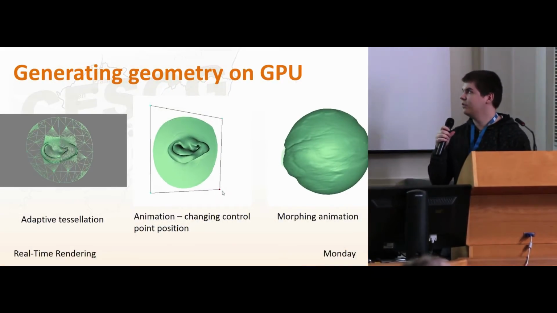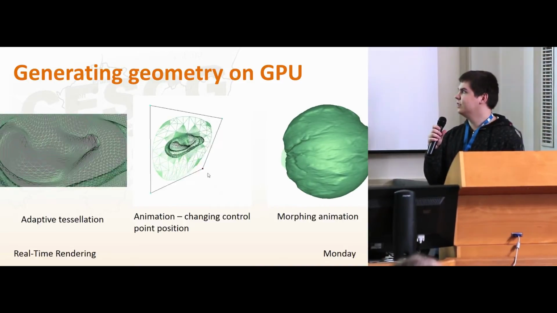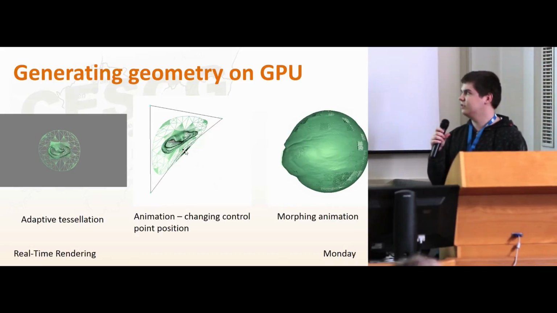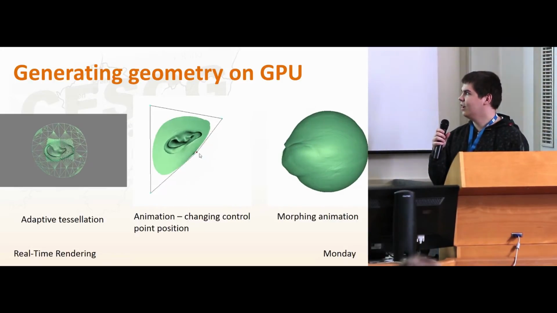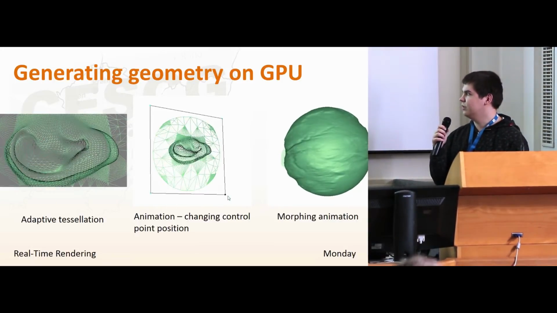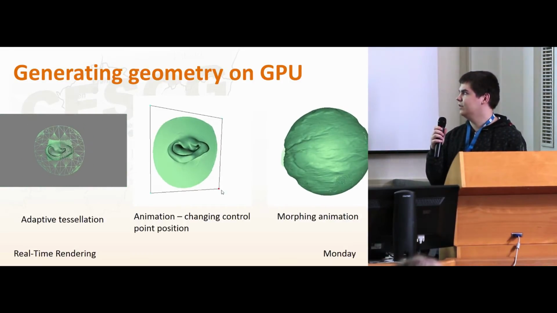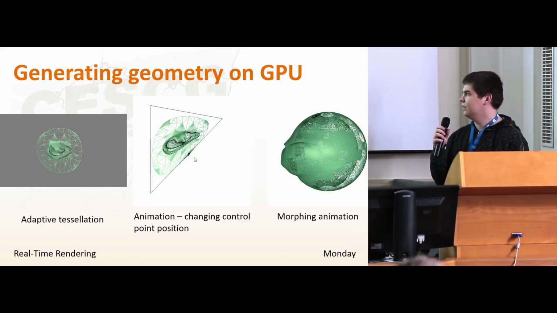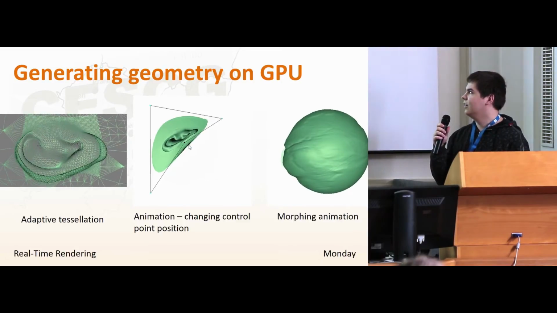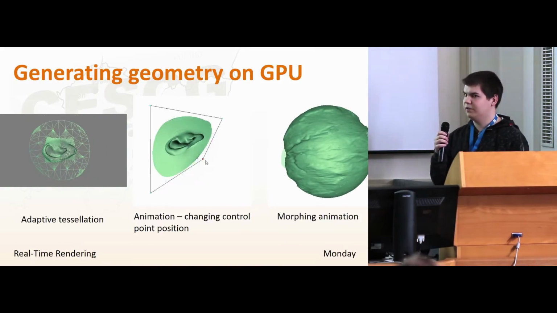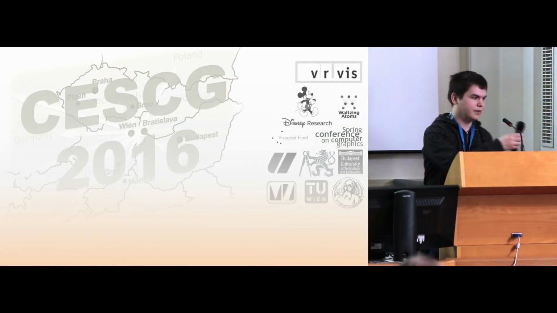In our approach, we generate a high resolution model directly on GPU. It's faster than generating on CPU. Generated geometry is adaptive, so it is view dependent. We can animate by changing surface control points on the displacement map. So if you are interested, you can come see it.